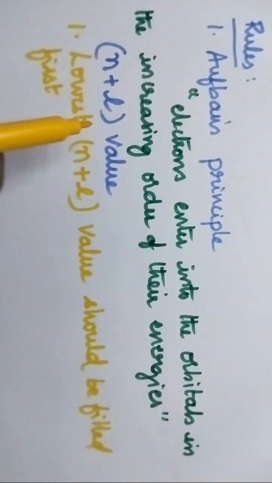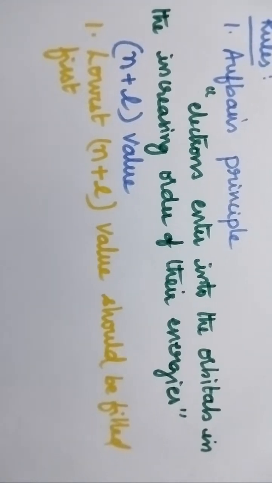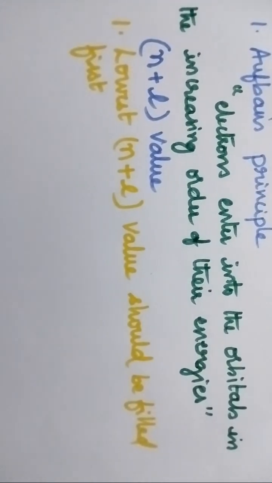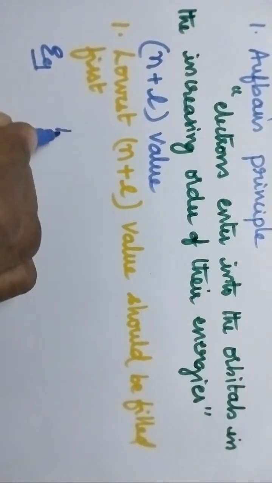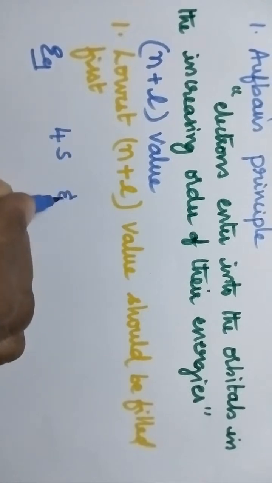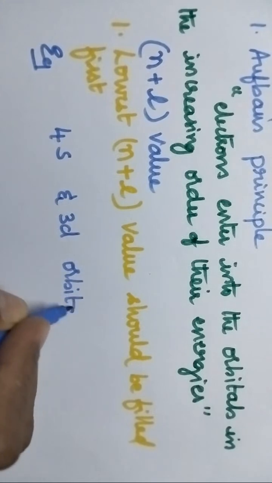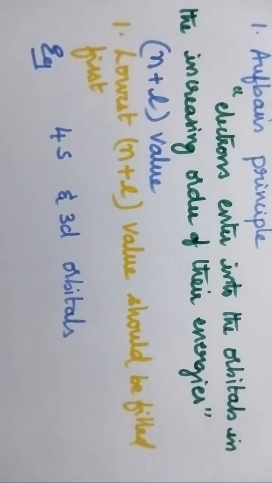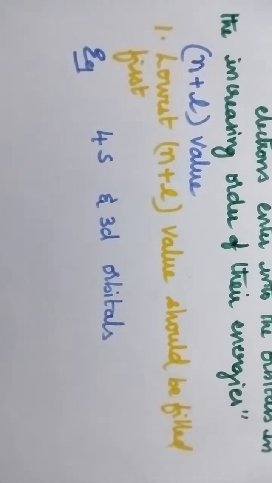So always the orbital with lowest n plus l value should be filled first. Okay, so let us see one best example. Between 4s and 3d orbitals, which orbital should be filled first? Any guess?